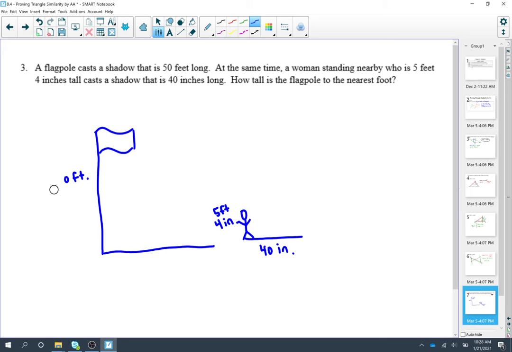just screwed up. The flagpole is not 50 feet tall. The shadow is 50 feet. Sorry about that. And we have to find how tall the flagpole is to the nearest foot. In order to do this, I know I have two right angles. If we have the sun shining down, it's going to create a triangle, and these are going to be similar triangles. So in order to do this, I'm going to use a proportion.